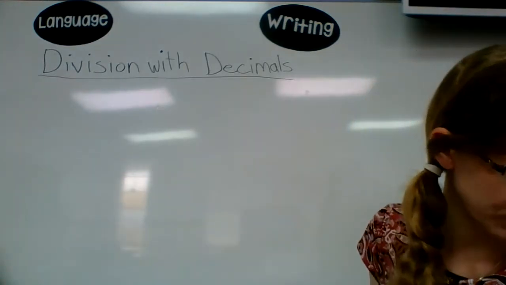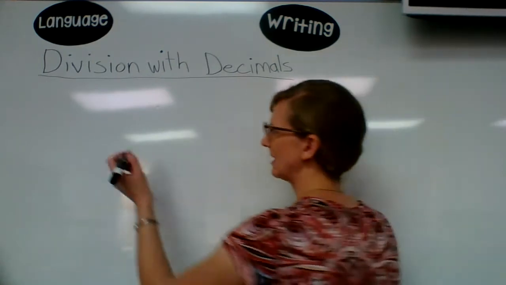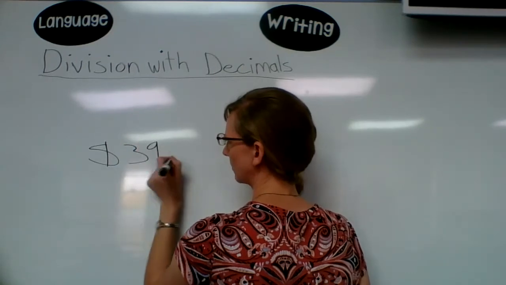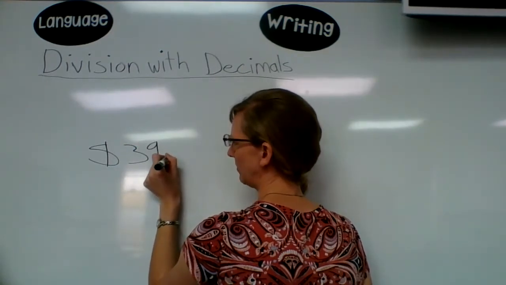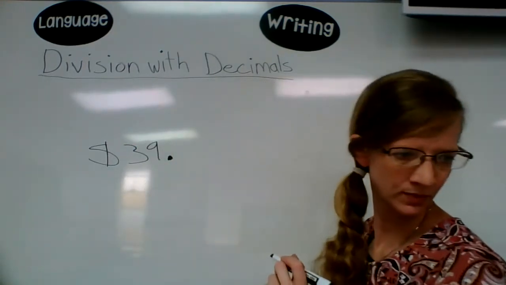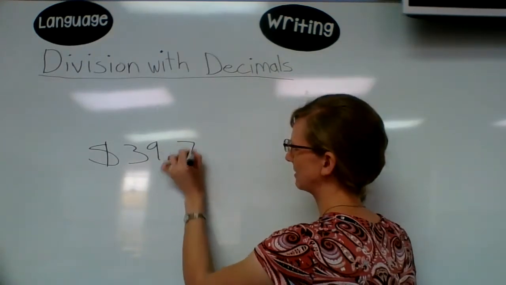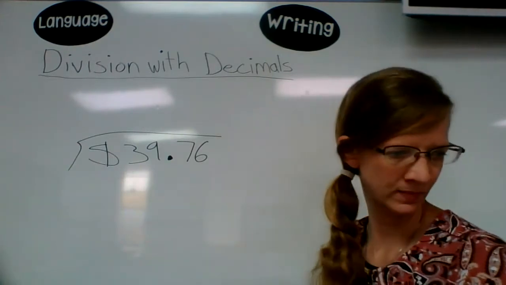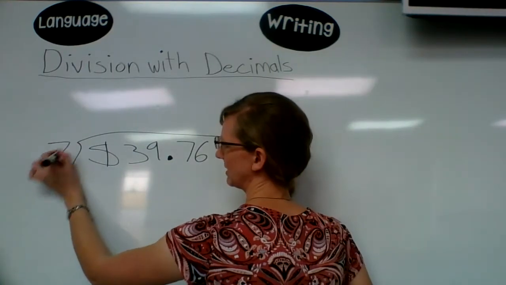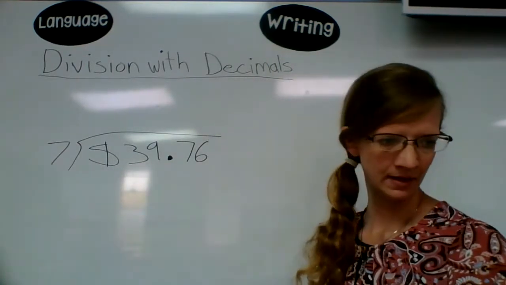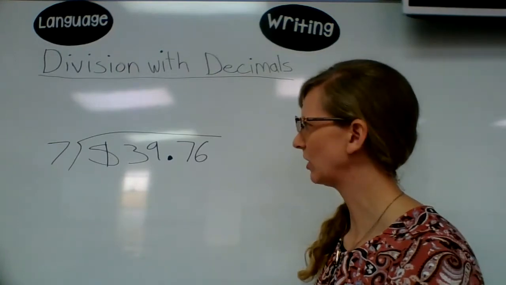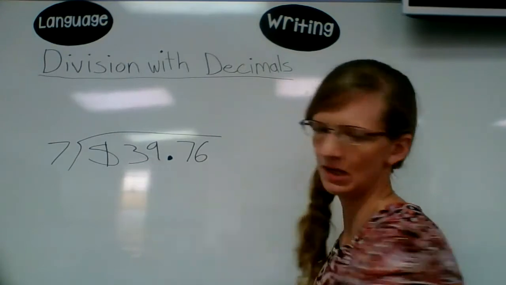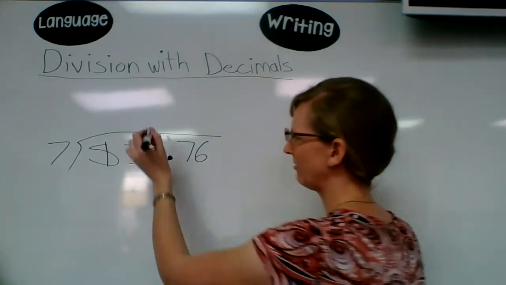So we have $39.76. Make sure your decimal point's really big. $39.76, and you want to divide it by 7. Separate it 7 ways. Okay? And then you start dividing like you normally would. You know that 7 can't go into 3, so it's going to go into 39. 7 goes into 39 5 times.